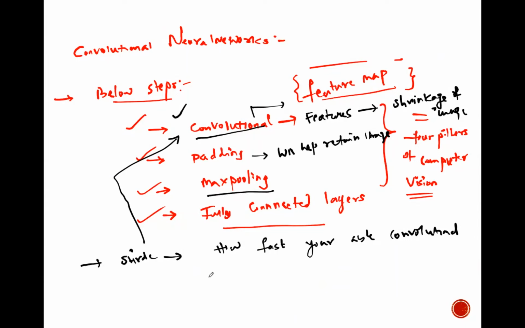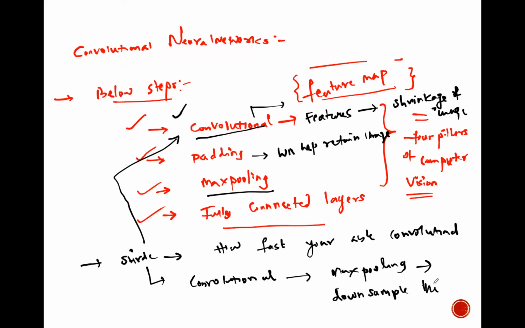And max pooling: after generating the features from the convolution, we add a max pooling layer to downsample the data. Again, we are selecting the maximum, the important features. Then we connect this entire process, and that is called fully connected layers.